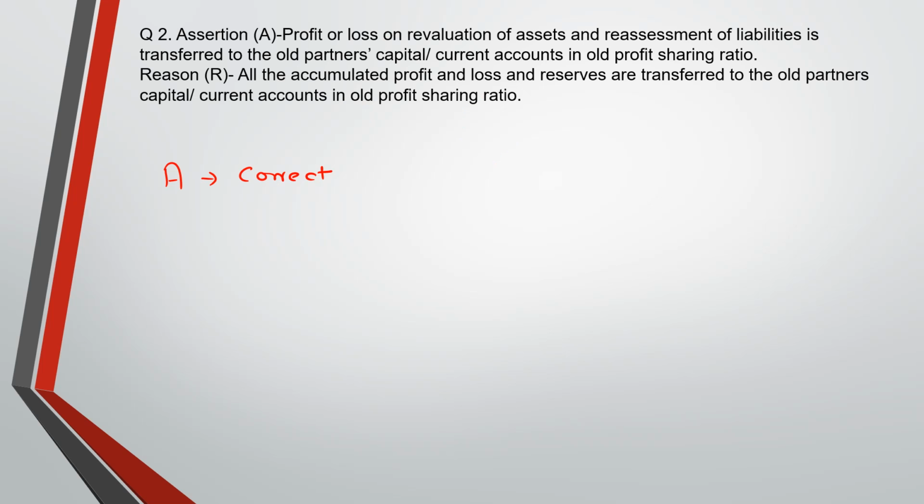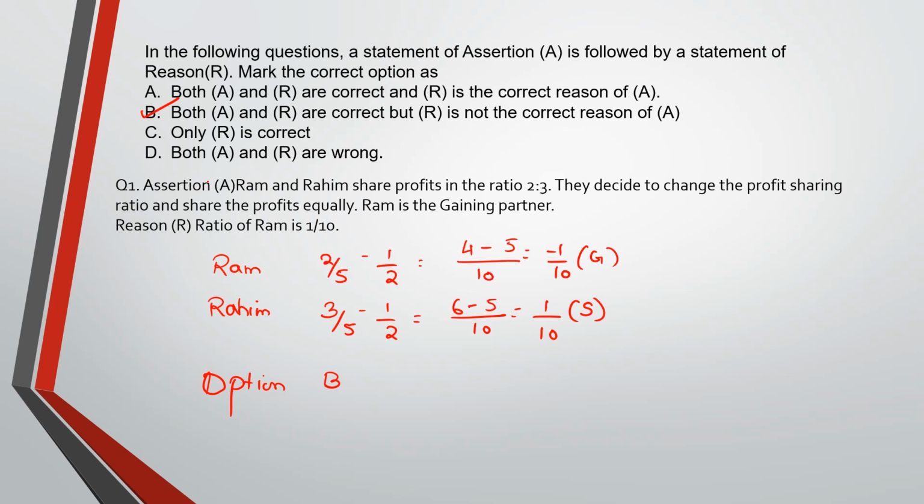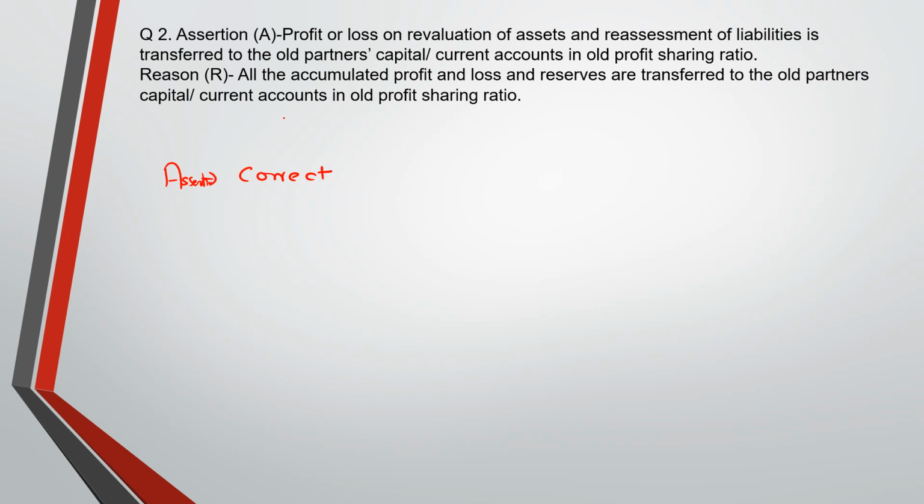And therefore here what is the option that we are supposed to select? The correct option would be again B, because both A and R, that is the assertion is independently correct, reason is also independently correct, but the reason is not the correct explanation of the assertion which has been made. So therefore option B would be the correct answer here.